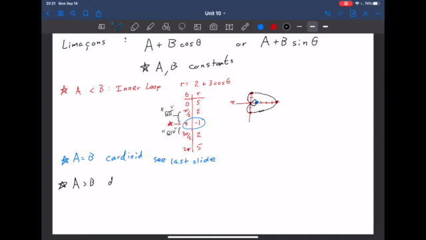And this will either be dimpled or convex. Like r equals 3 plus 2 cosine theta. Okay, so things are reversed. I hope you see that. Same key points.